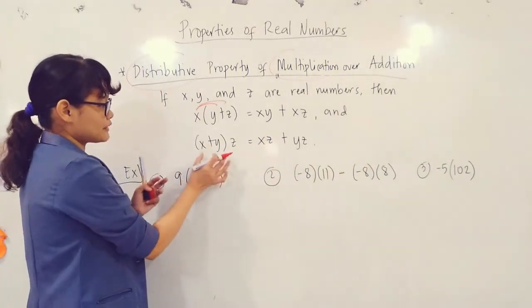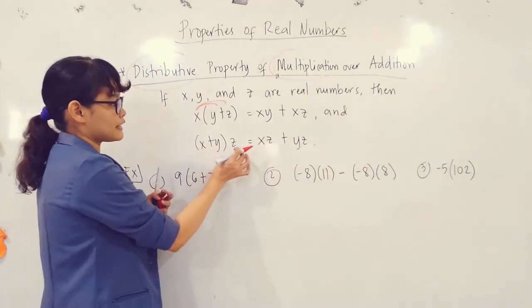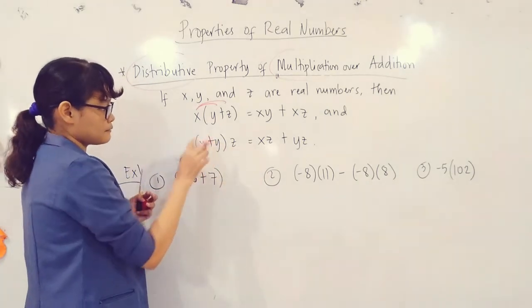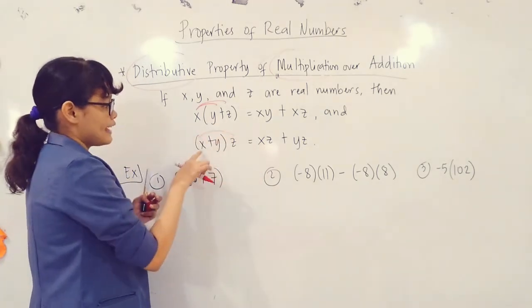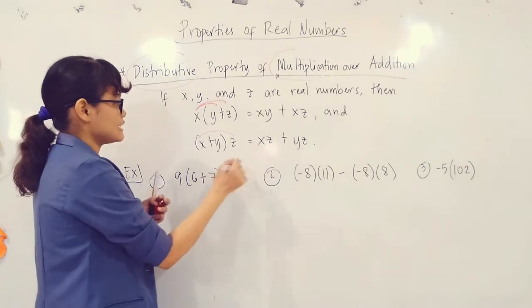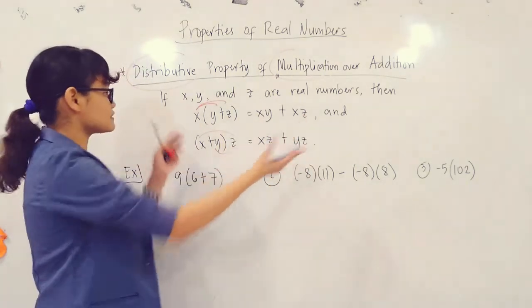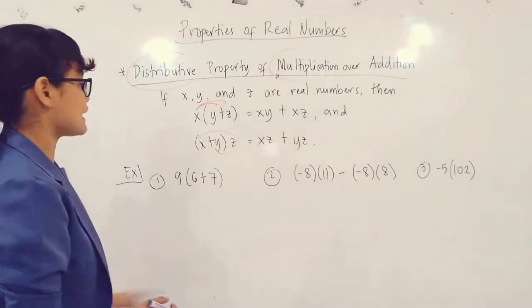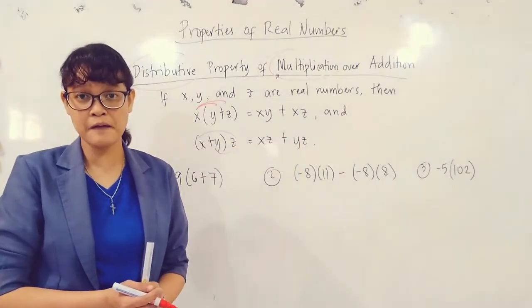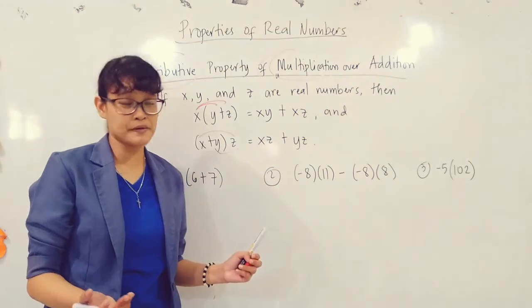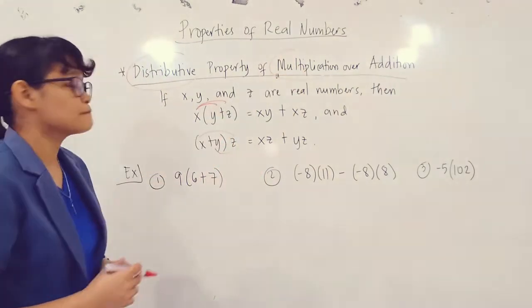Then it can also be the quantity x plus y times z. We multiply, so you'll have x times z, that is xz, then y times z, so it becomes yz. Okay, so that is the distributive property. Now, let's have these three examples to see how we can apply the distributive property of multiplication over addition.